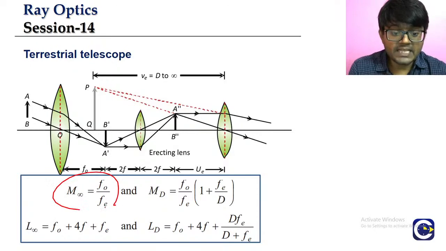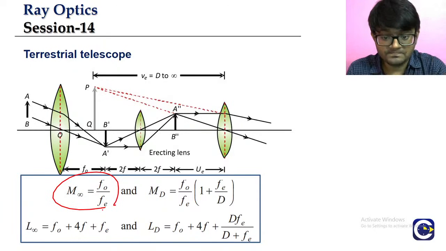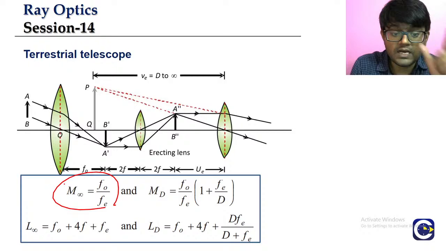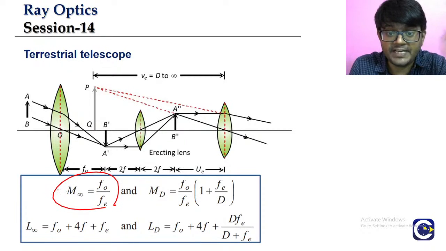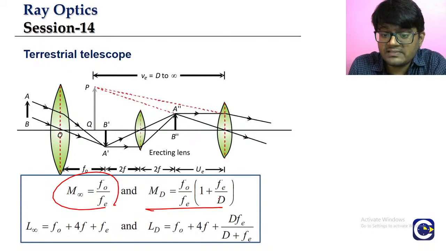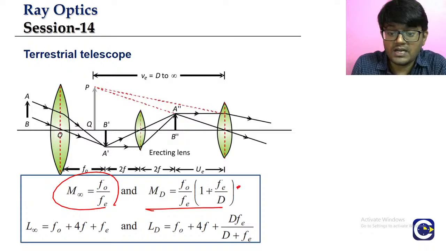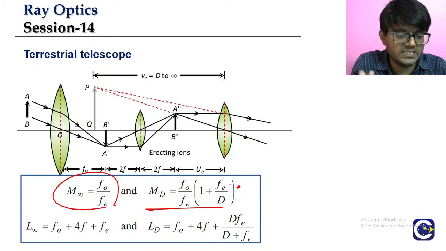Now, whatever the results we talked in the case of the astronomical telescope, right? Remember, magnification is what? FO by FE, when we are forming the final image at infinity. When the final image is the near point, FO by FE into 1 plus FE by D. Already we have done this. Astronomical telescope. Same formulas will be as it is. Magnification, nothing is going to change.